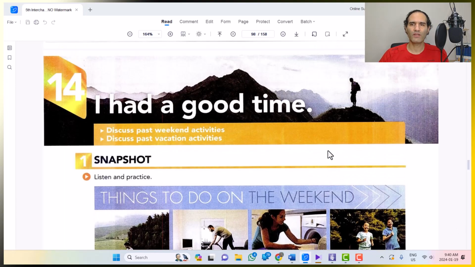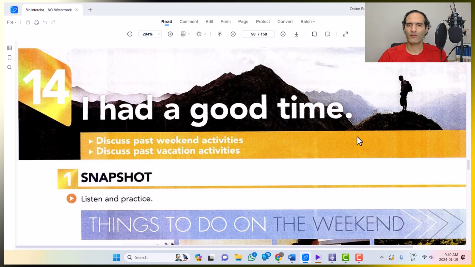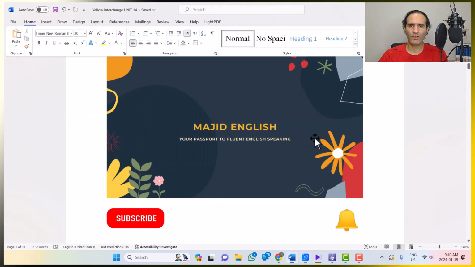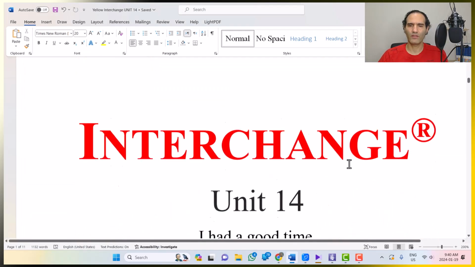The beauty of this book is if you cover it completely, you will be able to talk in present, past, and future. And that's what a learner needs, all the verb tenses to speak in. Okay, let's start. I had a good time. So talking about past tense. Before going to the get ready part, let's see here what we are covering today.